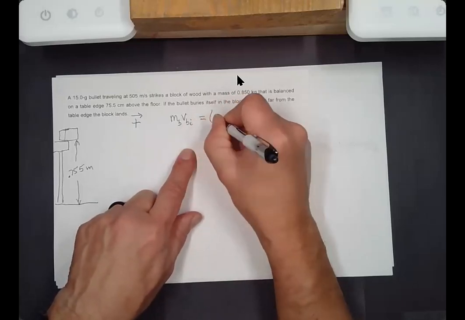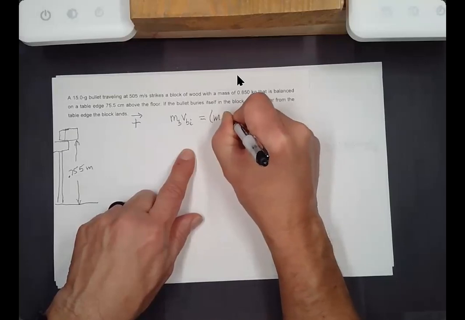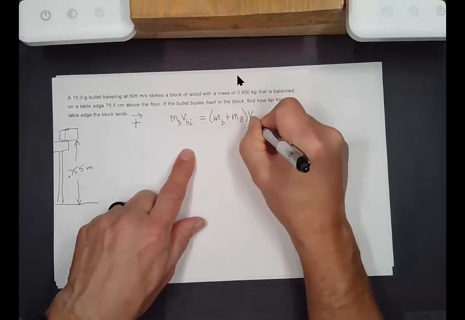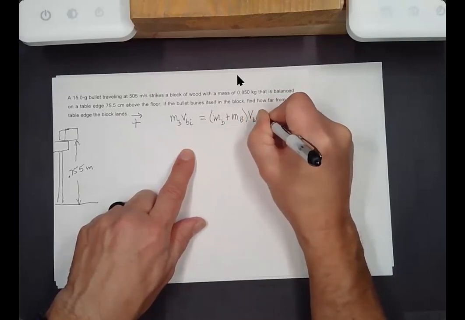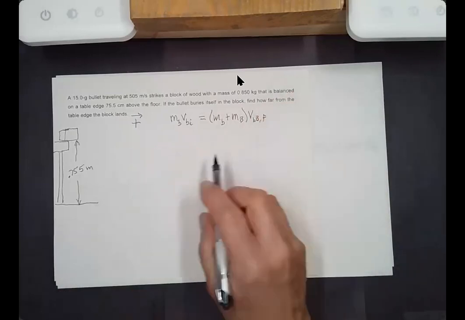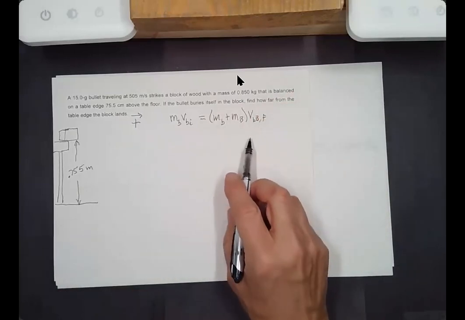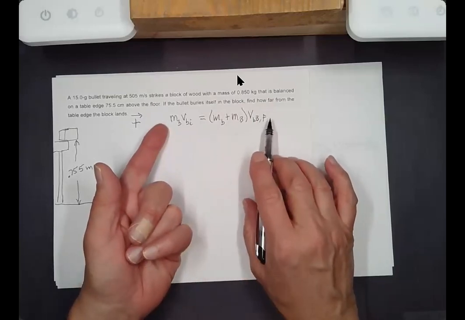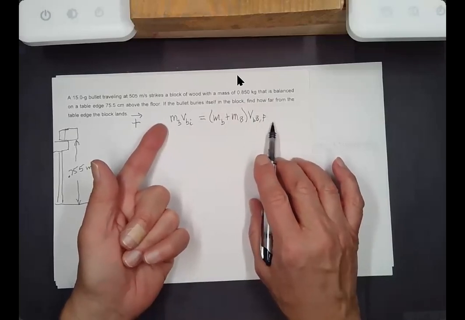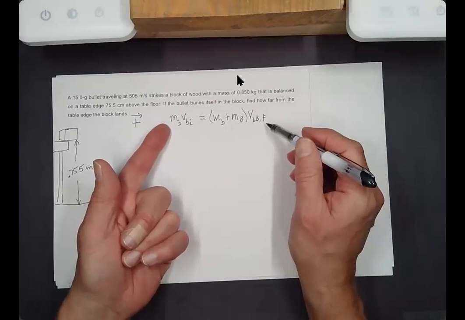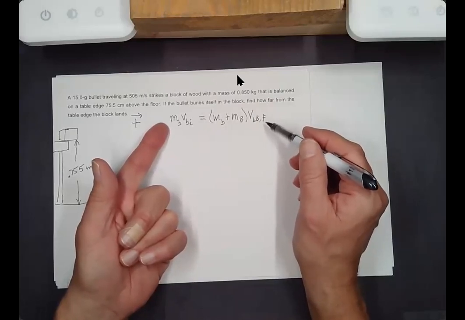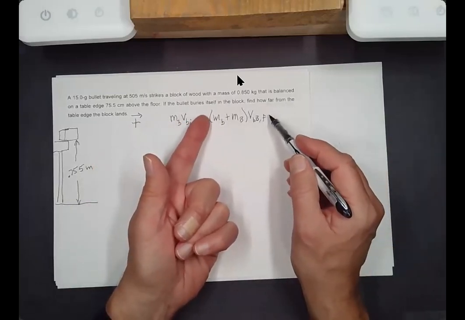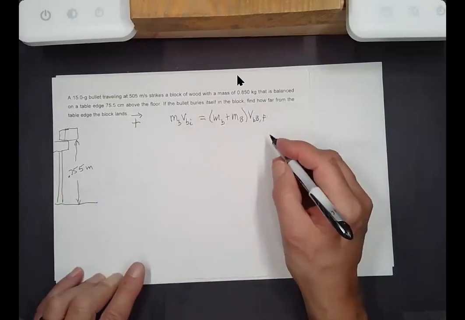Will equal the mass of the bullet plus the mass of the block, capital B, times V, lowercase b, capital B, final. Okay, the final velocity of that bullet block combination. And we can figure it out pretty easy. When you've got a completely inelastic collision, that's when the two objects stick together after the collision. That's what the equation looks like for it. The initial momentum of the one object will equal the final momentum of the two objects stuck together. So there we have it.